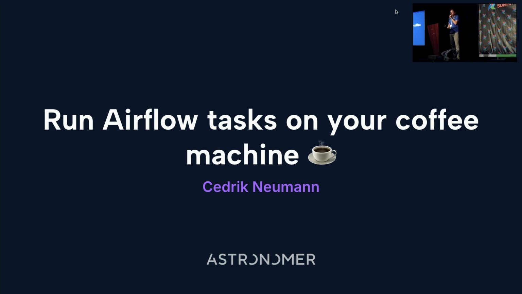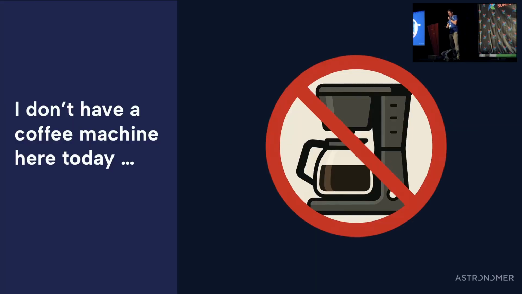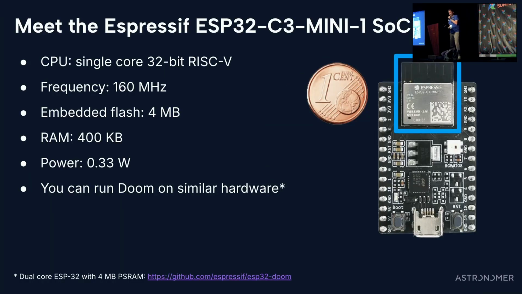In my case, I had a little hobby project. And the bad news is I don't have a coffee machine here today. But it's something very similar and comparable to one of the more modern coffee machines. Meet the Espressif ESP32-C3 Mini-1 system on a chip. That's a mouthful. It's actually just that small part, similar in size to a euro cent or a dime.